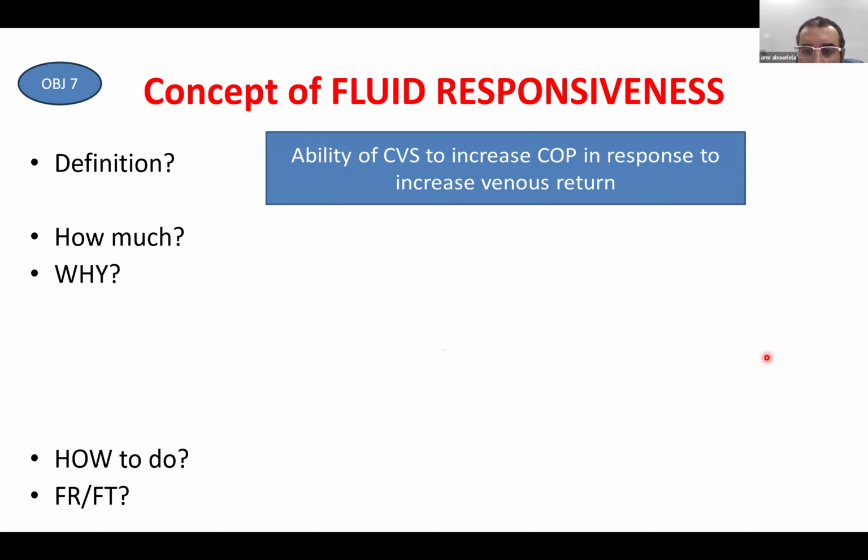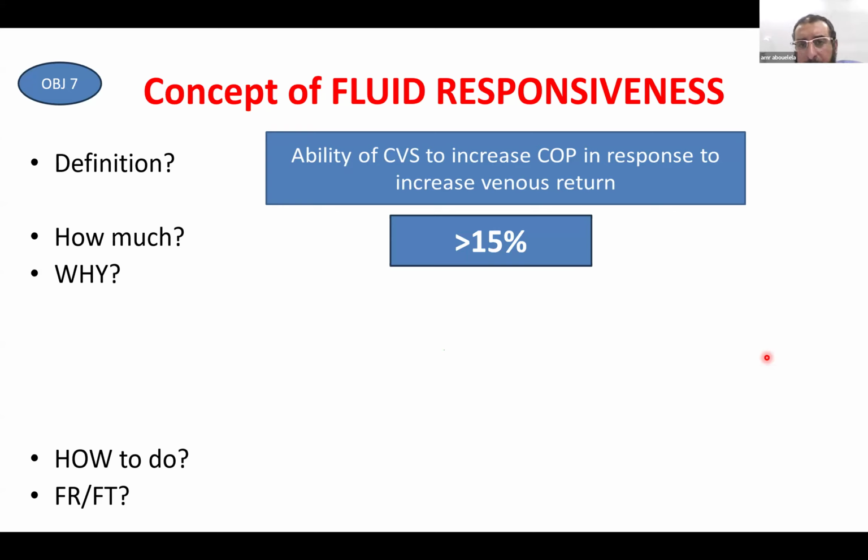How much is the expected or accepted response? If the cardiac output is increasing by 15% or more while giving fluid, we can categorize this patient as a fluid responder. If the cardiac output is, let's say, 3 liters per minute and it increases to 3.5, this is a significant increase, more than 15%. If it goes from 3 liters to 3.1 or 3.2, it's less than 10%. It's a minimal increase, which is not significant, and this patient is not considered fluid responsive.